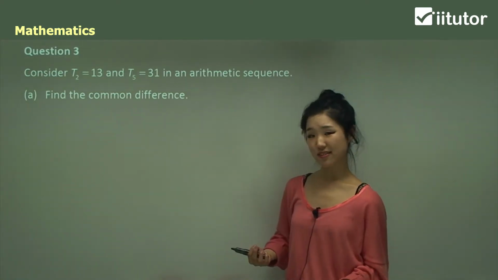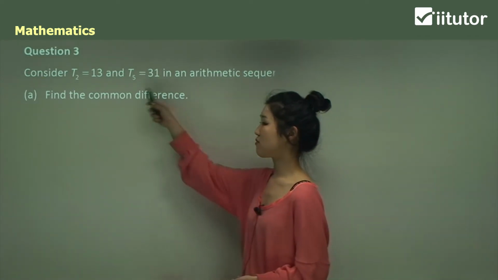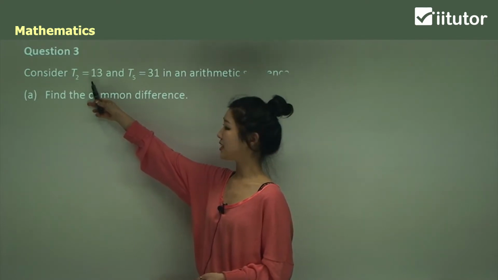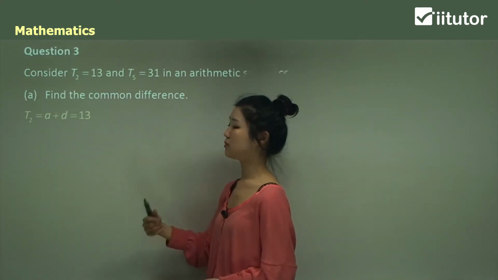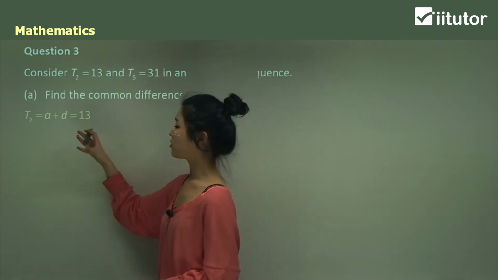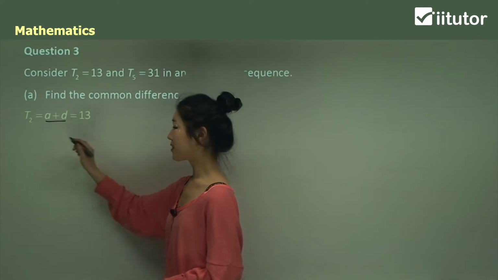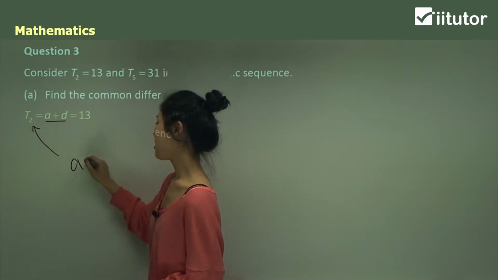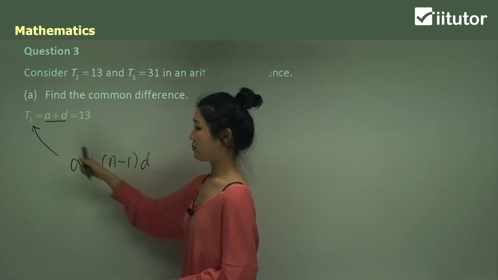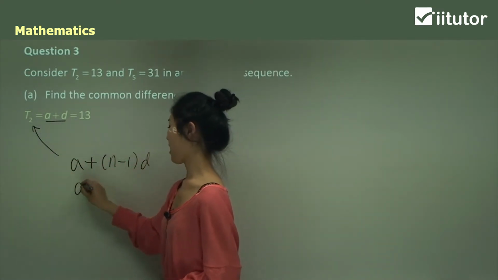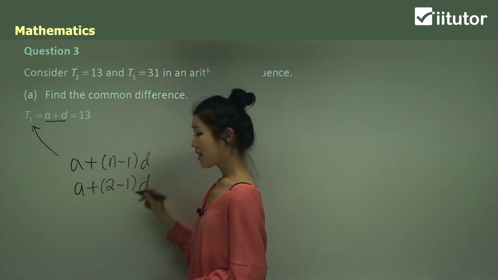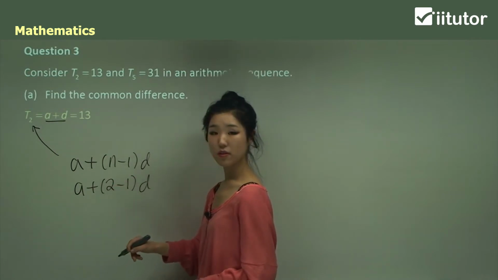So how are we going to do this? Basically, guys, I'm going to use the information they give me. I'm going to start off by using this bit of information, T2 equals 13, by applying it onto my formula. So I have a plus d equals 13. Now for those who are wondering how we got a plus d, basically, guys, T2 is going to be a plus, well, this is our usual formula, but n is going to be 2 here, isn't it? So I'm going to go a plus 2 minus 1 d. And 2 minus 1 is what? 1, isn't it?